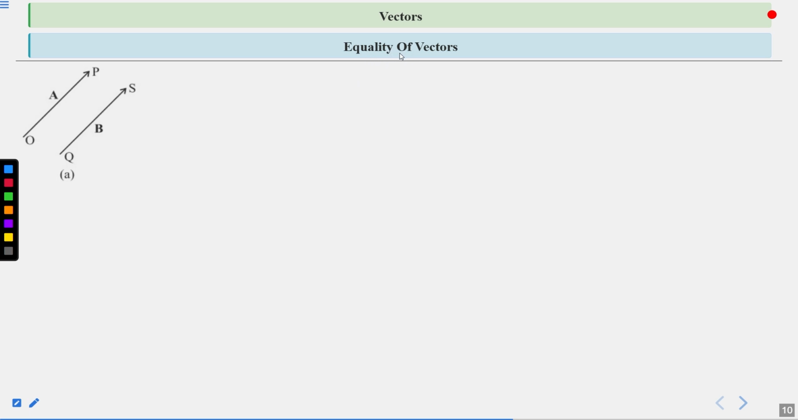Equality of vectors. Here the word is equality, means equal. So what is the meaning of equality of vectors? Suppose we have two vectors, A vector and B vector. We know the representation of a vector is an arrow, where the length of the arrow shows the magnitude and this shows the direction. So OP is vector A and QS is vector B.